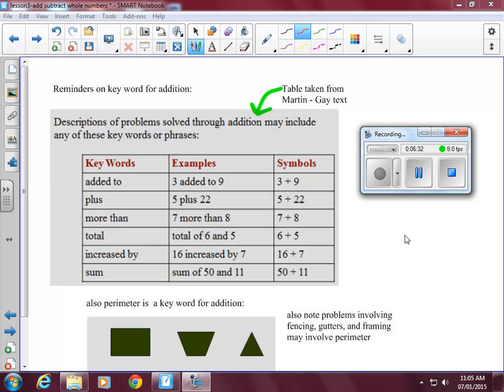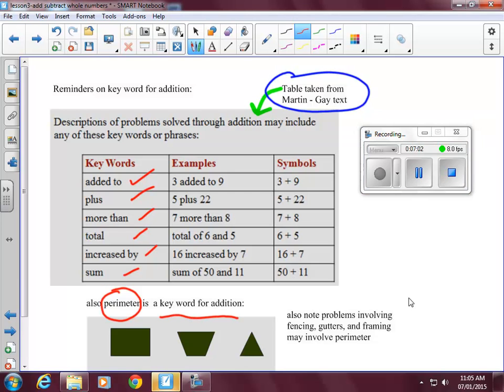Okay, another key reminder is reminders on special words for addition, or keywords for addition. A lot of students tell me that they read a word problem and they're not sure whether they should add, subtract, multiply, or divide. So there's keywords that can help us, right? Be on the lookout. This is a snippet from the Martin-Gay text. Be on the lookout for added to, plus, more than, total, increased by, sum. Perimeter is also a keyword for addition. That's kind of a tricky one.